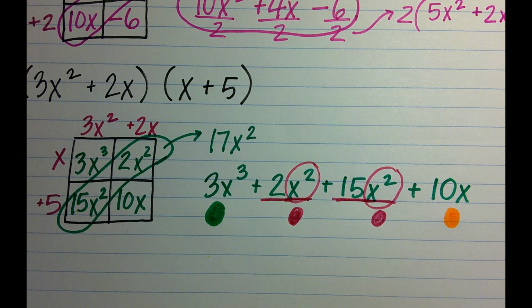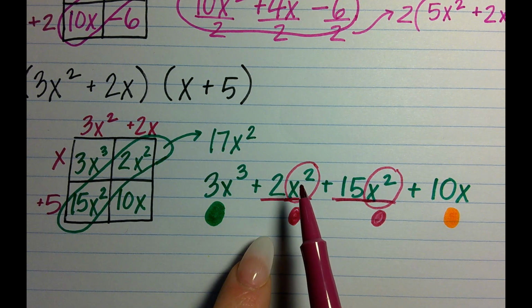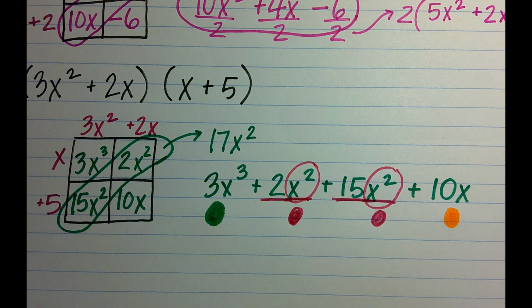Does the color change though? Should it change into a different shade of pink or something? No. No. That variable, that term that tells us it's a like term, does not change when we add. It only changes when we multiply.